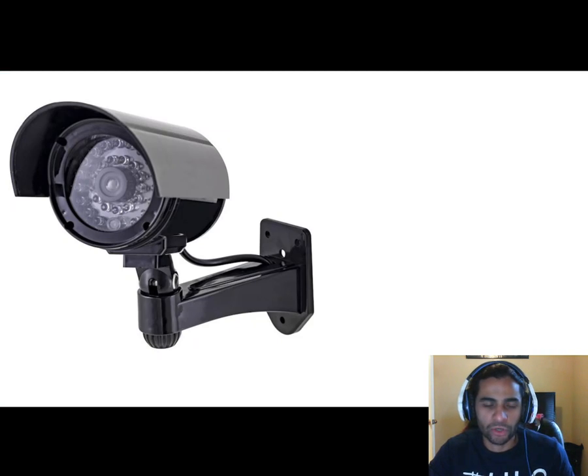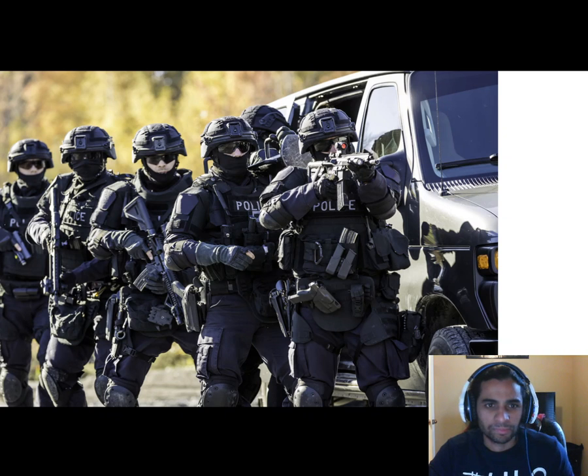This is a security camera. I'm not going to give it away. I do want you to read the chapter, so I'm not going to spoil it for you right now. But as you can see, this is a security camera. This picture, pretty self-explanatory. SWAT team, police force. And the final picture, this is an example of police brutality.